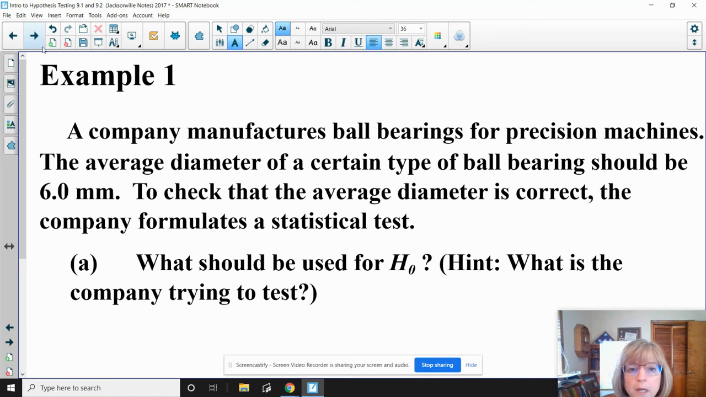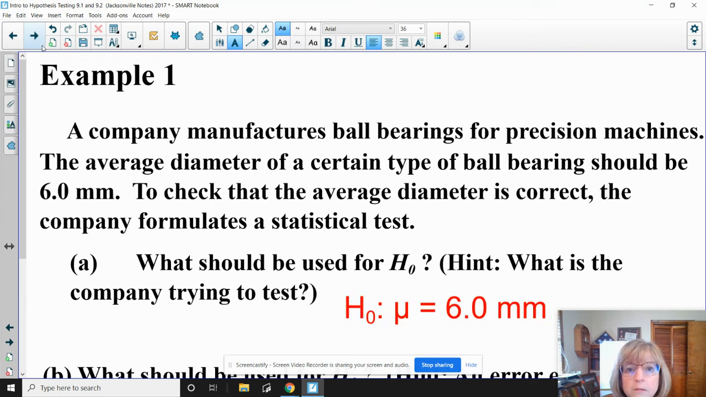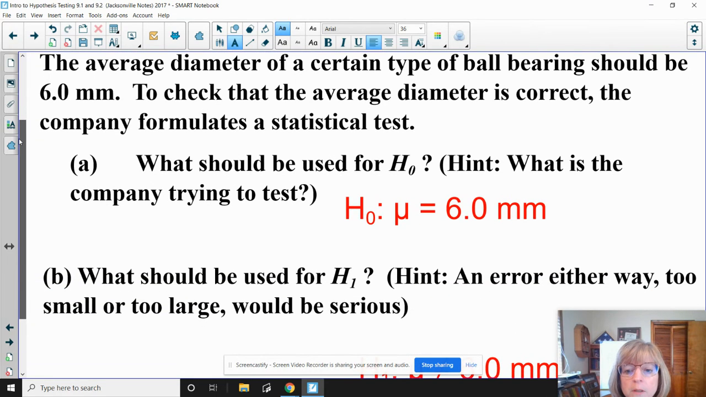So we're trying to figure out what the assumption about our average size should say. So what are we going to use for H0, the null hypothesis? Well, we're going to use that the mean is 6 millimeters. We're assuming that our ball bearings are correctly made. So our alternative hypothesis then has to do with what I think might be happening or what would be a problem for the manufacturer. Now, these ball bearings are put into precision machines so that they run correctly. If these ball bearings are too big or too small, the machine is not going to work correctly.